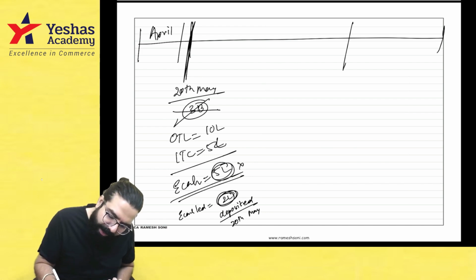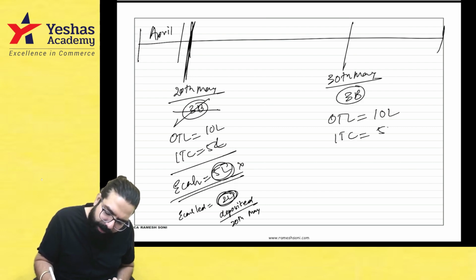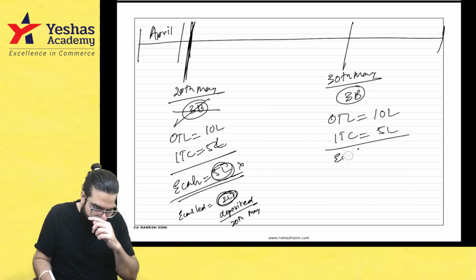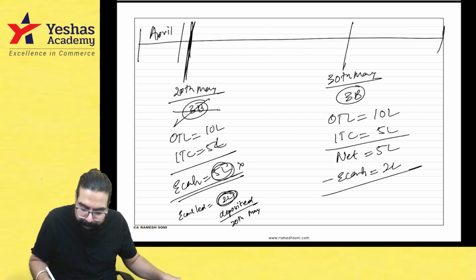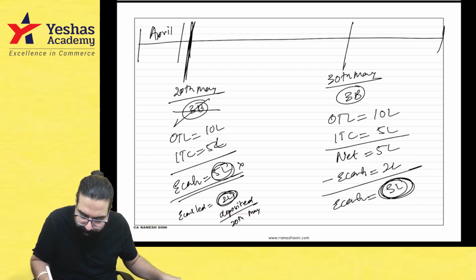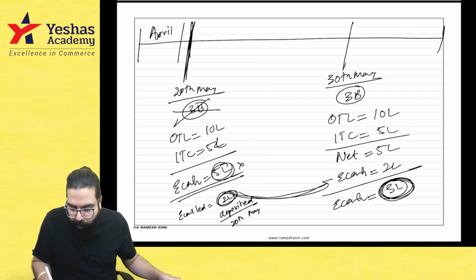Now I am filing my GSTR 3B. On 30th May, I got the remaining 3 lakh rupees. So in the GSTR 3B I am filing, output tax liability is 10 lakh, and input tax credit I already have is 5 lakh rupees. The net amount I had to pay was 5 lakh. But I had already deposited 2 lakh rupees in my e-cash ledger, and hence the remaining amount which I am going to deposit now through my e-cash is 3 lakh rupees. 2 lakh I had already deposited, so now I am going to deposit 3 lakh.